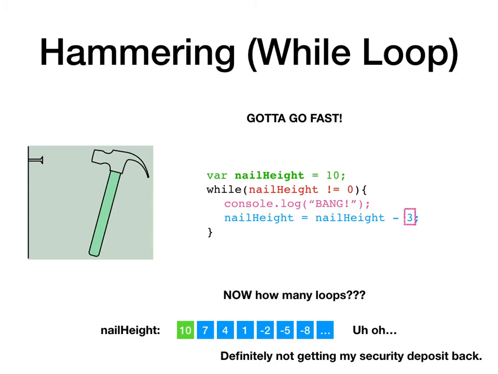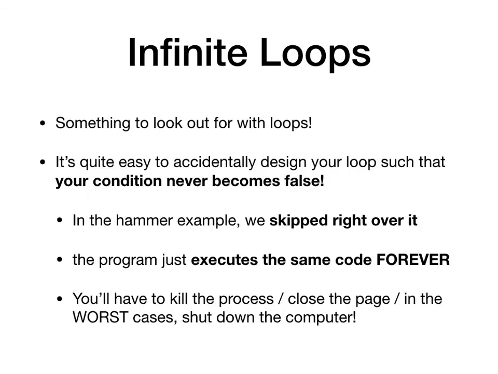So this should illustrate the concept of infinite loops. This is something to look out for. It's very easy to design a loop such that your condition never becomes false. In the hammer example, we were updating by too much and we skipped right over the 0 condition. Oopsie. So the program just executes that same code forever. In this case, the hammer robot will destroy my wall and probably fall outside. I don't know, depending on which wall it's hammering.